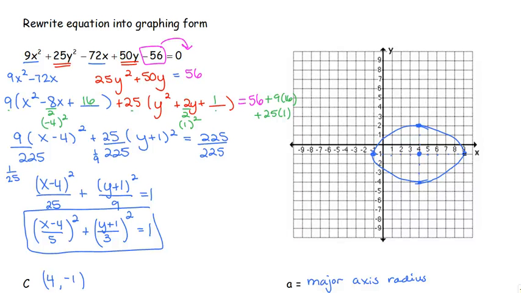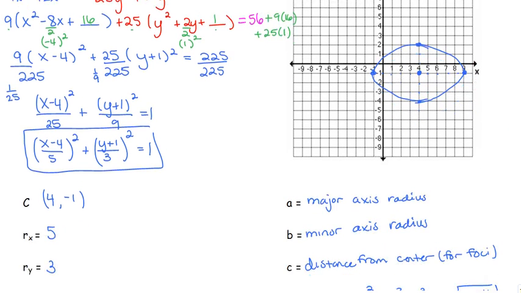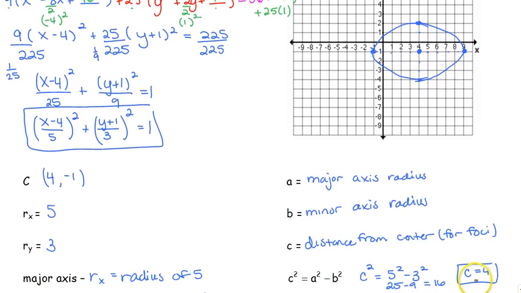Now we're going to get to these foci points. The foci are always on the major axis, the larger of the two. So in this case, they're going to be on the x-axis. And we found C as the distance from the center to the foci, and C was 4. The major axis is the x, so we're going to go right 1, 2, 3, 4, and left 1, 2, 3, 4. Those are your foci points.